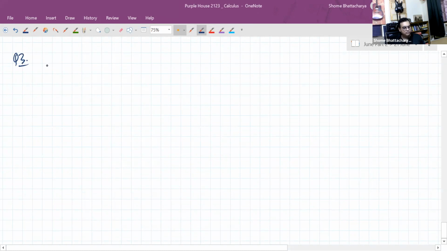So question 3, we are given this function. You can see it's a quadratic function because the maximum power of x is 2. Now you have to first of all find the values of y, for example at x equal to -1.